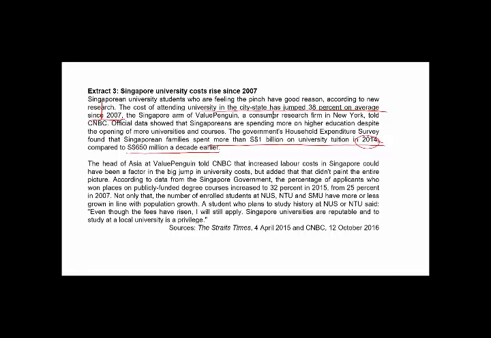And what is the reason for that? They highlighted that possibly increased labor costs in Singapore were a factor in the big jump in university costs. But that didn't paint the entire picture. There is also population growth during that period. So these are the possible reasons why university fees have increased through the years: labor costs and population growth.